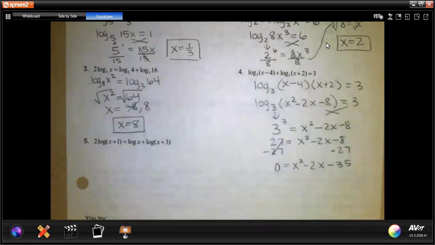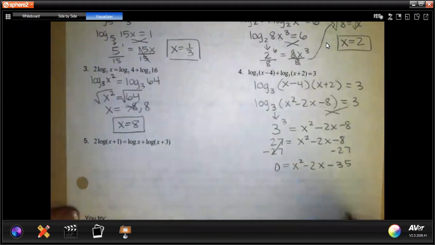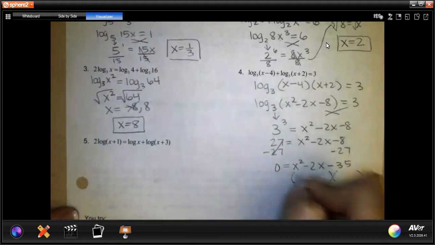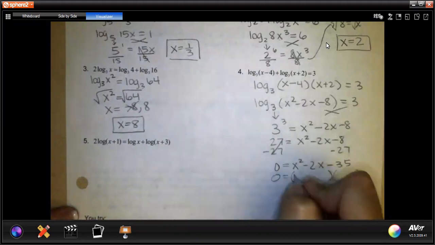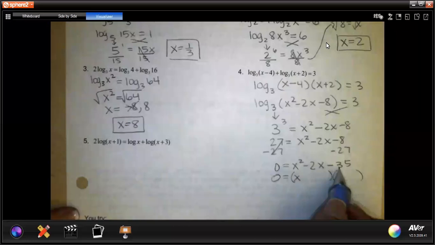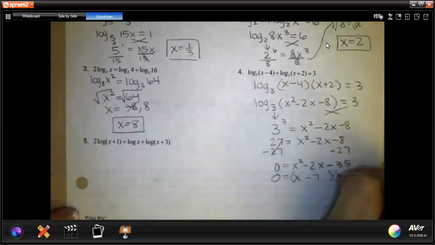Now we can do factoring. We can do the quadratic formula. We can graph it and find the zeros. You can pick any method you want to solve this quadratic from the quadratic unit. Most of the time it factors, so I'm going to go ahead and factor because I think that's the easiest way. X times x gives me x squared, and then I'm looking for what multiplies to be negative 35 and adds to be negative 2, and that is a negative 7 and a positive 5.